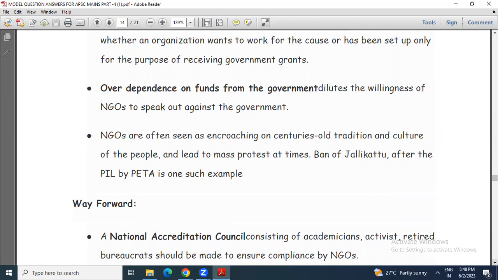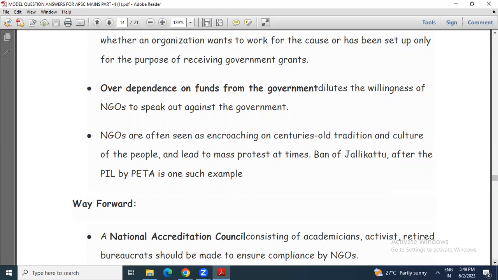Is it really that the organization is working for some cause, or is it just set up for the purpose of receiving the government grants and the money? They have just been absorbed, but the cause is left unsolved. That should not be the case, but these things are happening.